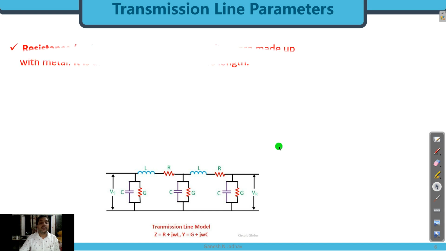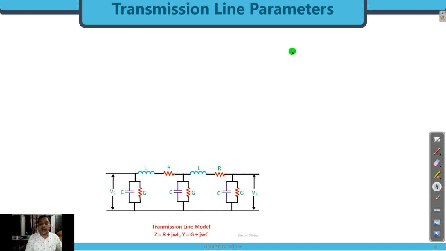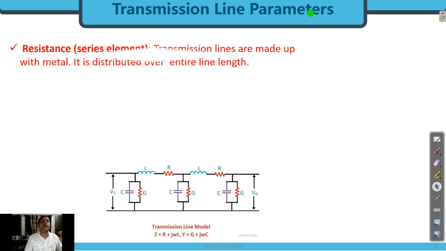The first parameter is the series parameter. The transmission lines are made up of metal, so every metal has its own resistance. This resistance is distributed over the entire length. Suppose I have this transmission line. The resistance which I am showing here is in lumped form, but it is actually distributed through the entire length of the transmission line.